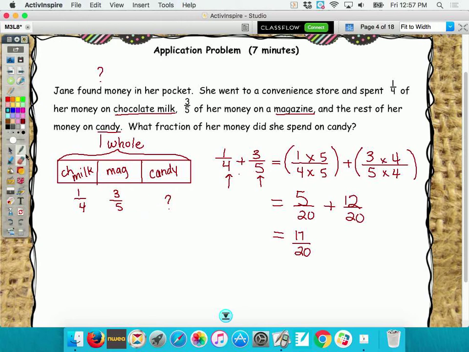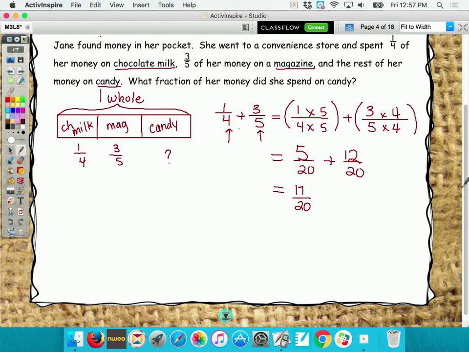So now I know that 17 20ths, no, I don't. Actually, you do know how much candy. No. I know how much chocolate milk and magazines were together. Now how do I figure out what candy is? Daniel? 3/20. Okay, but what did you do? What problem did you do to figure that out?